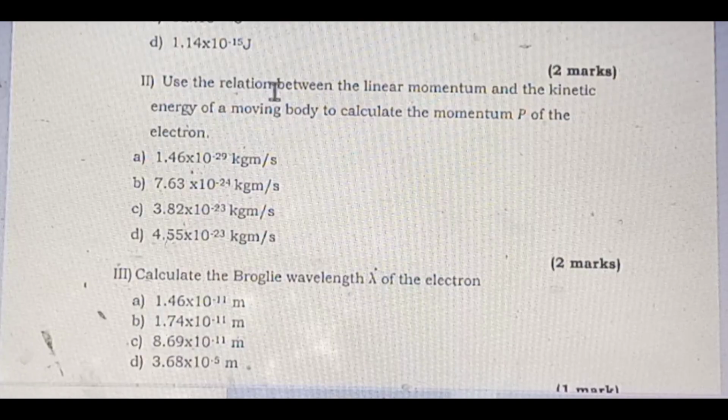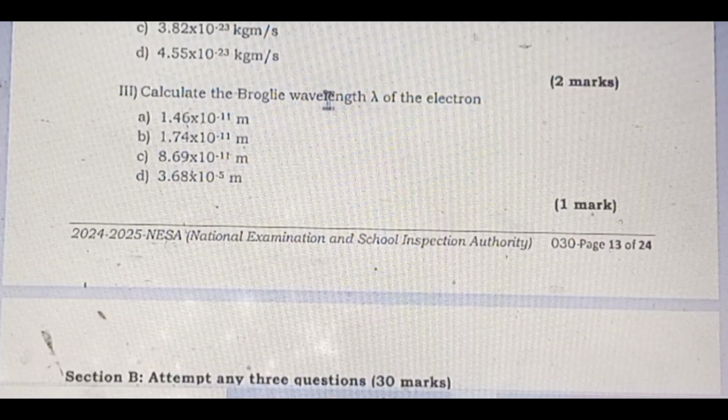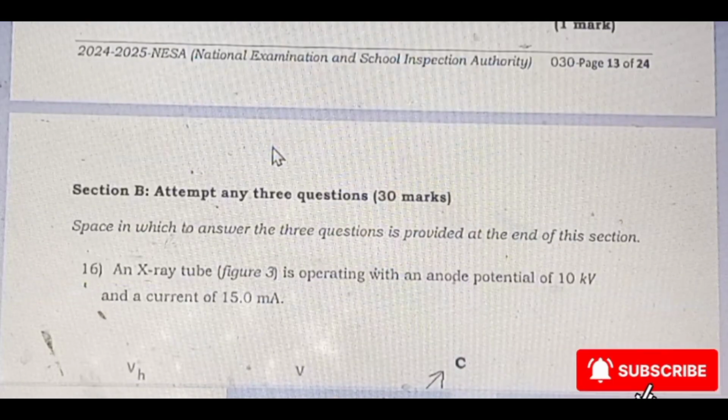I2. Use the relation between linear momentum and the kinetic energy of a moving body to calculate the momentum of the electron. The correct answer is letter C, 3.82 times 10 power negative 23 kilogram meter per second. I3. Calculate the de Broglie wavelength of the electron. The correct answer is letter B, 1.74 times 10 power negative 11 meter.